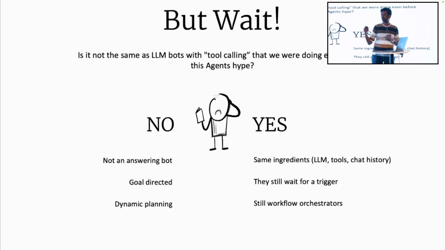And now also, they do dynamic planning. All these agents can do dynamic planning and they are goal directed. That is where I'm just trying to put the differences and commonalities between what we are building as agents now and what we were building as LLM-powered applications, right?